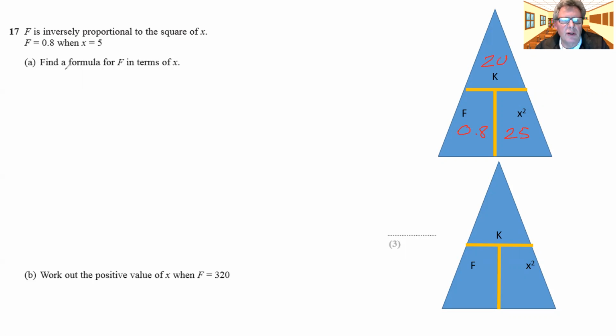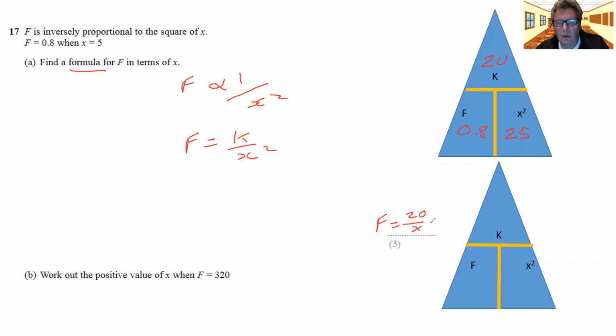But what it wants is a formula. What it's told us in the question is f is inversely proportional to x squared. So we can change the proportional sign into equals k. But we know that k is 20, so what we put on the answer line is f equals 20 over x squared. And again, a nice 3 marks.